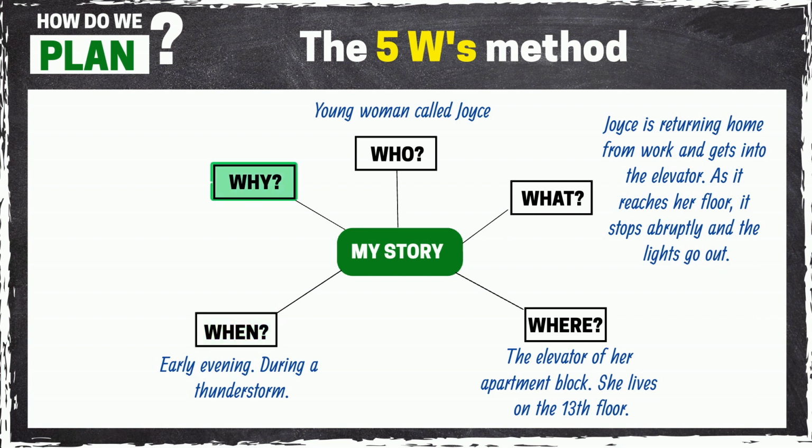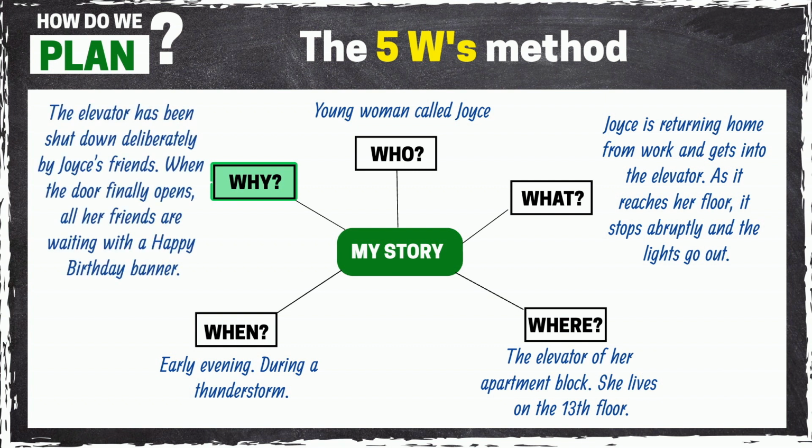Why does this happen? In the end, it will turn out that the elevator was shut down deliberately by Joyce's friends. When the door finally opens, her friends are waiting with a happy birthday banner. Again, this would be another fun story to write.